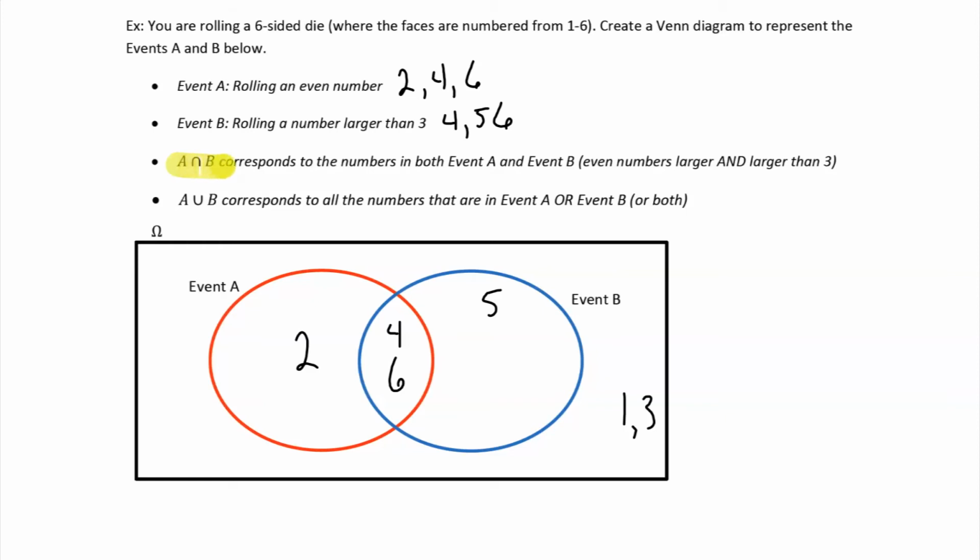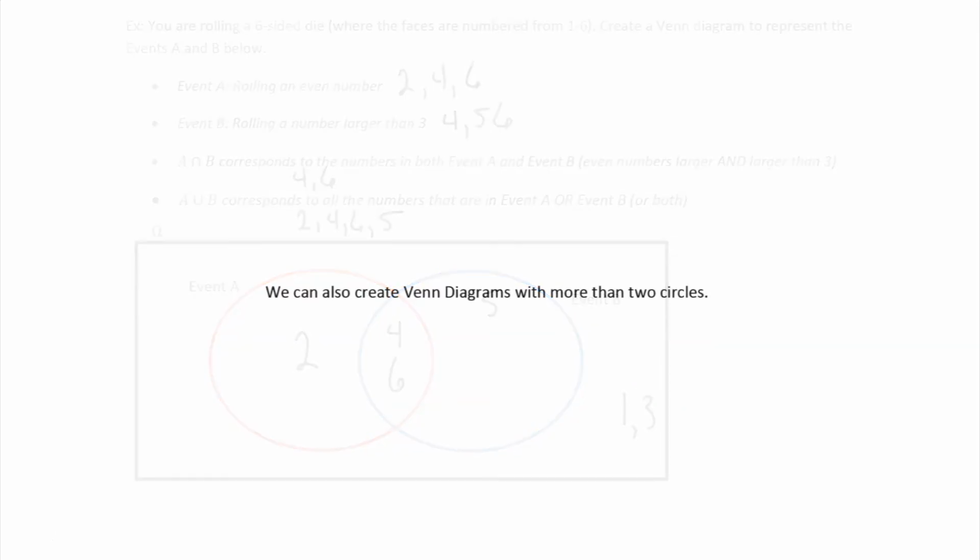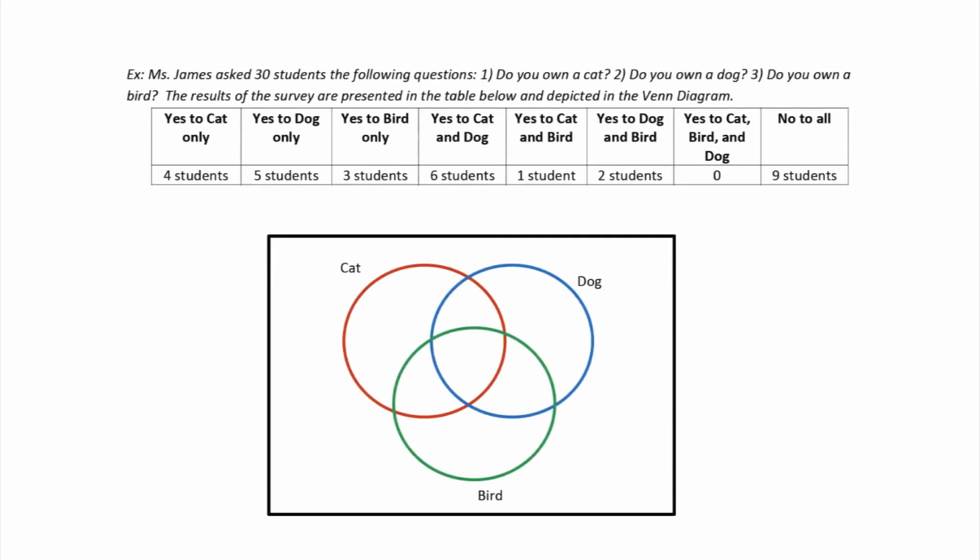Now, A intersection B, that's what we were defining here. It's the area where the 2 circles are overlapping. So A intersection B is 4 and 6. And A union B corresponds to all the numbers that are in either event A or event B. So that is 2, 4, 6, and 5. You can also create Venn diagrams with more than 2 circles. Let's take a look at an example.